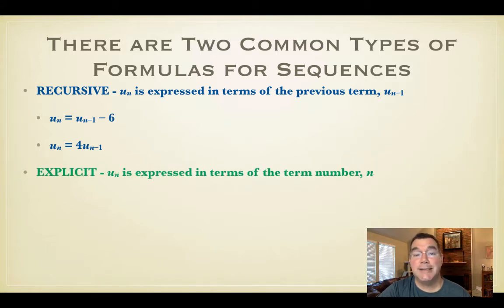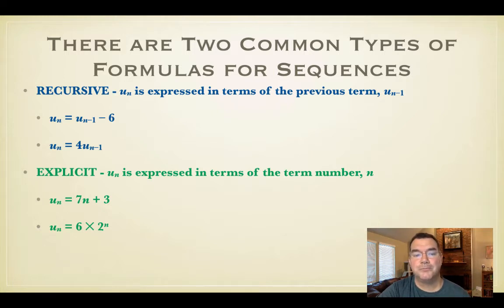The easier one is the explicit formula for sequences, and that's where un is expressed in terms of the term number, which is n. So if you know where it is in the sequence, you can plug that number in and figure out what that term is. So for example, un would be 7n plus 3, so 7 times the term number plus 3. Or the nth term would be 6 times 2 to the n, or 2 to the exponent, which is the term number.